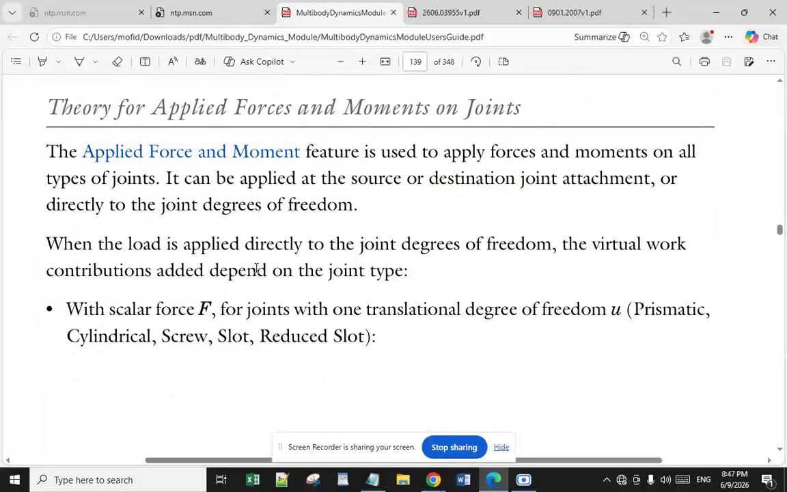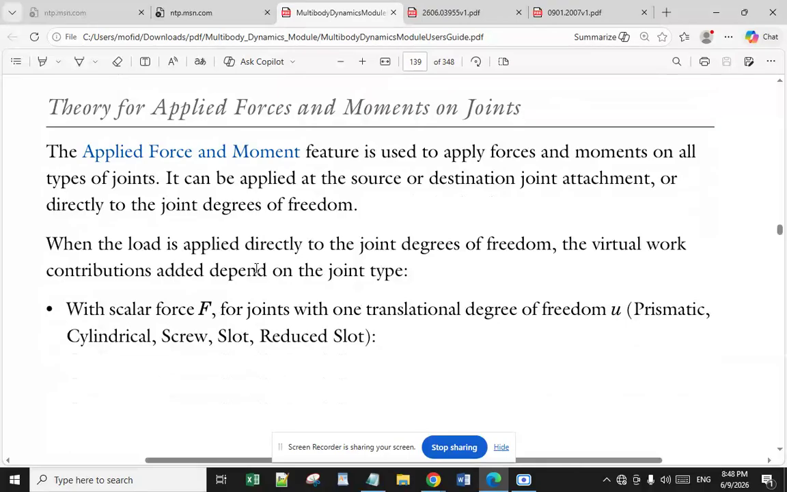The next one is theory for applied forces and moments on joints. The applied forces and moments feature is used to apply forces and moments on all types of joints. It can be applied at the source or destination joint attachment, or directly to the joint degrees of freedom.